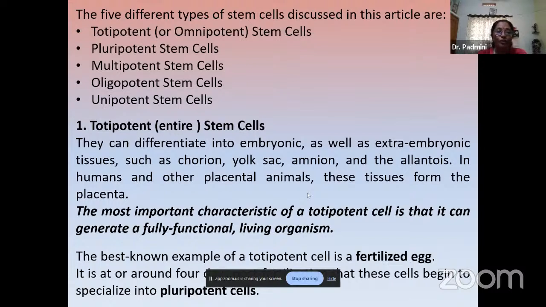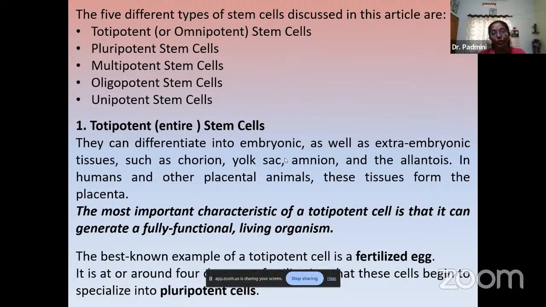If you remember, when we were talking about the chick embryo, we were talking about the yolk sac, the amnion, the allantois. Allantois, if you remember, in the chick embryo, was a small bag that arises, where the excreta is collected. So not only the development of the chick, but also the extra embryonic cells that have to be formed are formed by this totipotent stem cell.